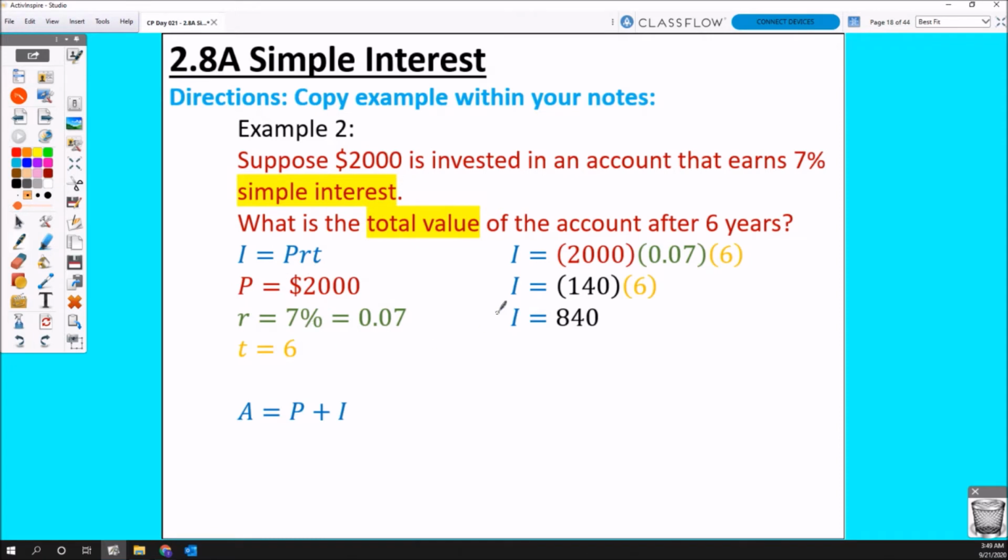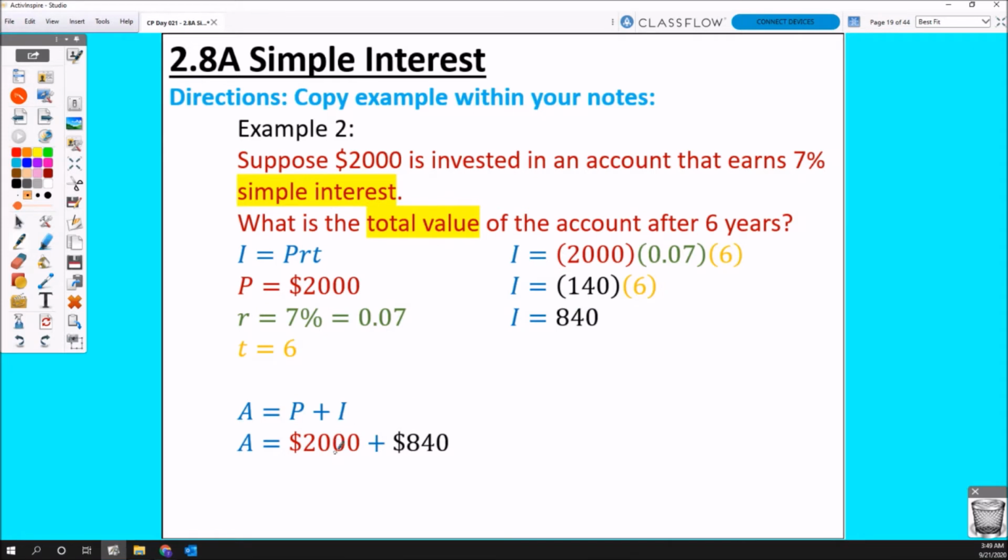So you have to find the interest amount, and then after you determine the interest amount, for total value you're going to use a formula, A equals P plus I. So again, A is the total amount earned in an account. After you determine the interest amount, you just use this formula and fill it in, where P is the principal amount, the original amount invested at the very beginning. So for this example, it's $2,000. And then I is the interest amount, which we found from example 1, which is 840.